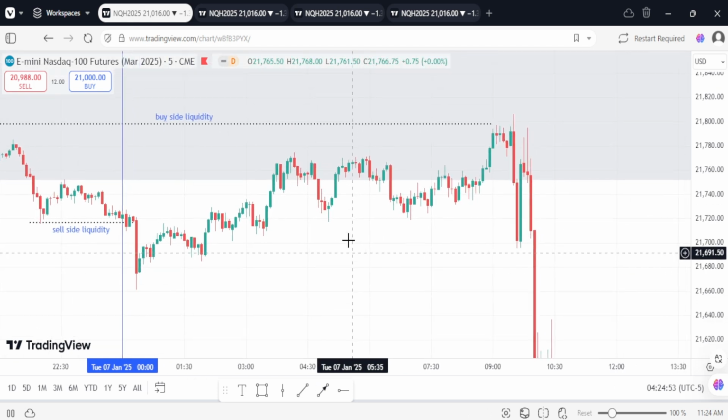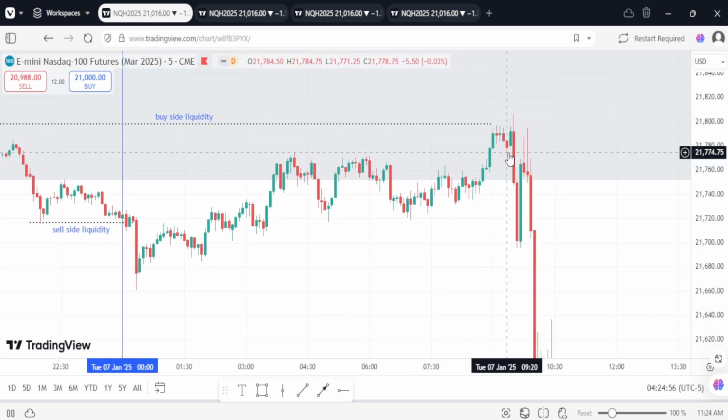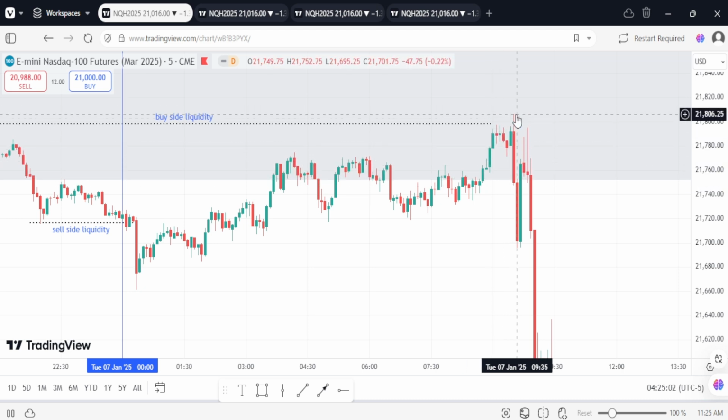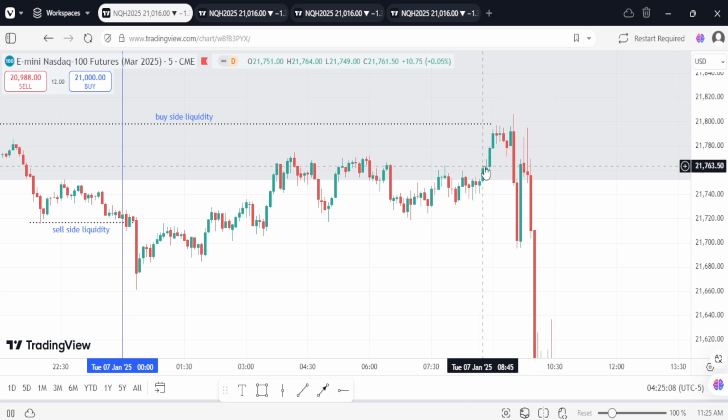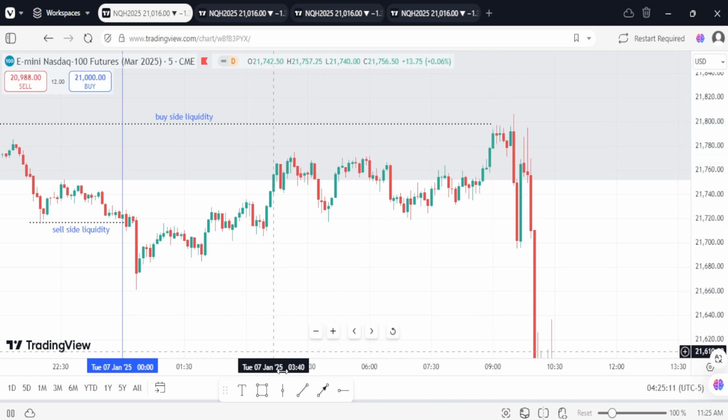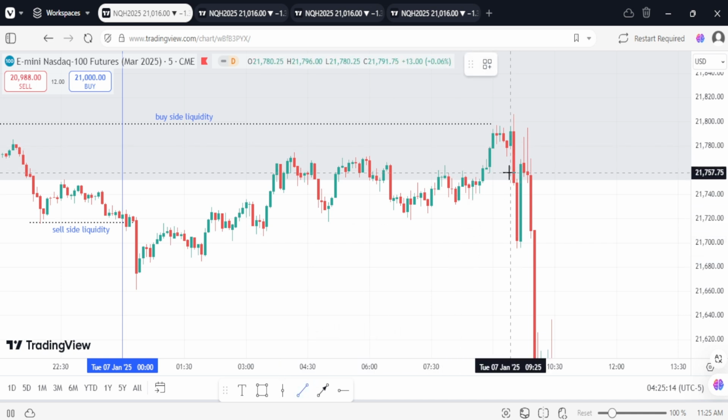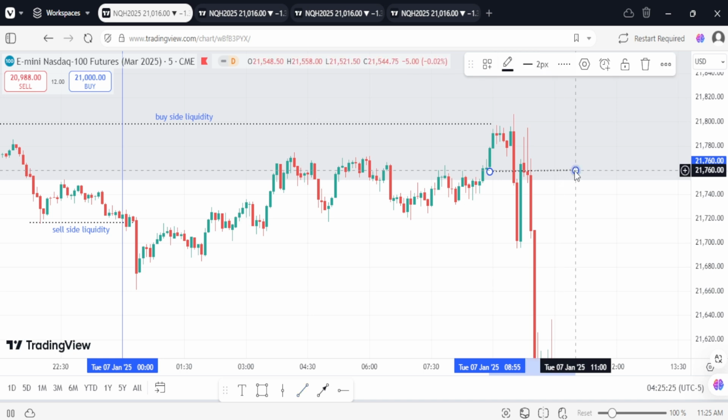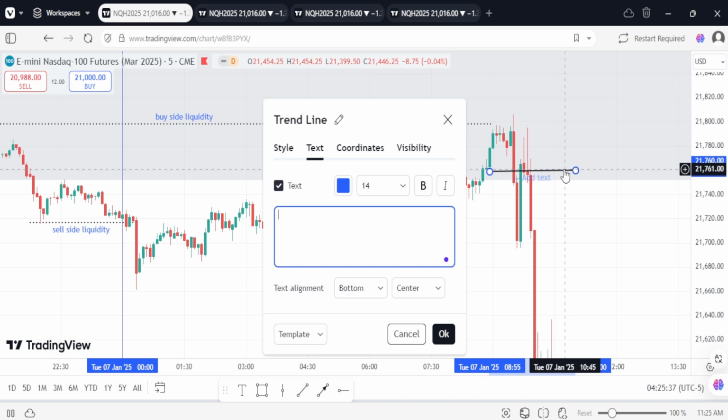And here we are. This is on that Tuesday. We can see that there is this old low formed before the market swept this liquidity. And there's another old low here also, which was formed before the market swept the liquidity. So here we can mark this one as a market structure shift.